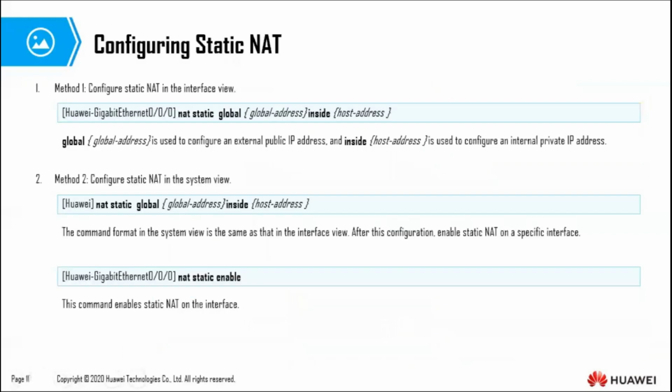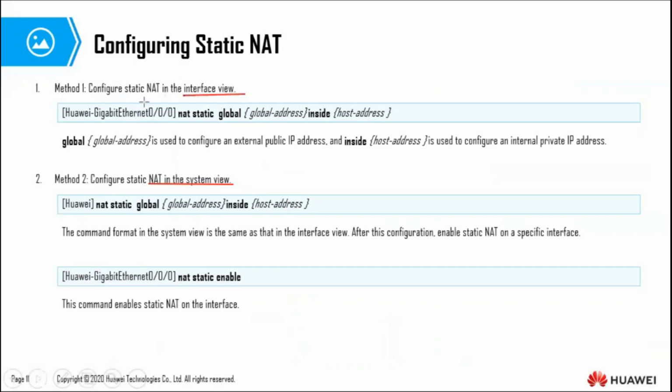Okay, so let's see how we configure static NAT. We can configure NATing either on an interface or globally. So there are two ways of configuring NATing, either on the global or system view, or on the interface view. Are we together? Yeah, please remember that.